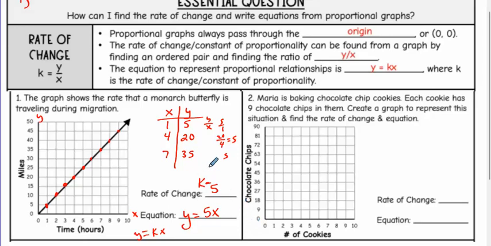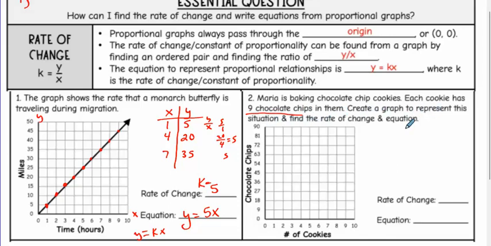All right, let's try the next one. So now they are having you make a graph. So let's look at it. Maria is baking chocolate chip cookies. Each cookie has 9 chocolate chips in them. Create a graph that represents the situation and find the rate of change.